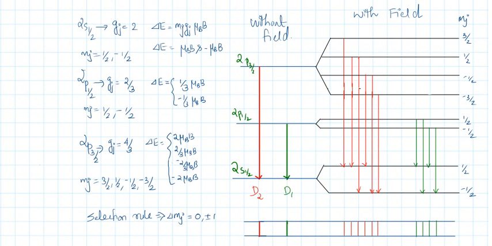Similarly, you can see that 1/2 to 1/2 is allowed, 1/2 to minus 1/2 is allowed, minus 1/2 to 1/2 is allowed, minus 1/2 to minus 1/2 is allowed. So total 4 transitions. D1 line splits into 4. So effectively, the sodium D line will split into 10 lines: D1 into 4 and D2 into 6. So total 10 lines. This splitting is called the anomalous Zeeman effect. In the presence of a weak magnetic field, the spectral lines of atoms having non-zero spin will split into more than 3 components. It is called the anomalous Zeeman effect. Thank you.